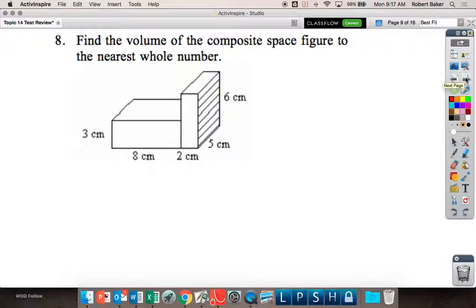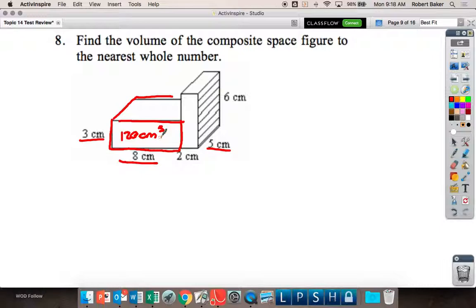Find the volume of the composite figure, rounded to the nearest whole number. The biggest issue here is knowing what you're seeing. What about this shape right here? What would you get for the volume of that shape? That would be length times width times depth, or length times width times height. 5 times 8 is 40, and 40 times 3 is 120. So this one has a volume of 120 cubic centimeters.